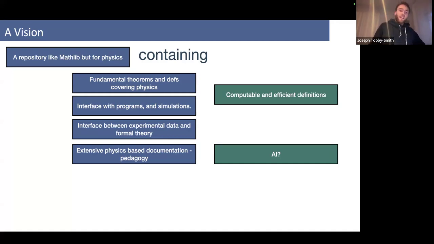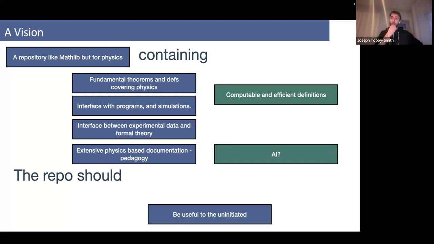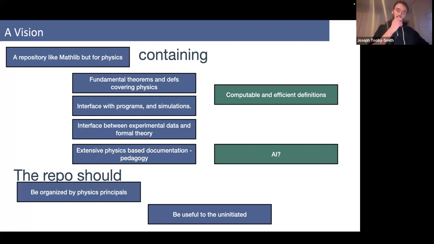This repository should probably satisfy a number of other conditions. Most importantly, it should be useful to the uninitiated. I don't know many physicists that would be willing to learn Lean. And if such a repository is ever going to take hold in the physics community, it has to be useful, at least initially, to those physicists that don't want to learn Lean. And there are a number of ways that you can do this.